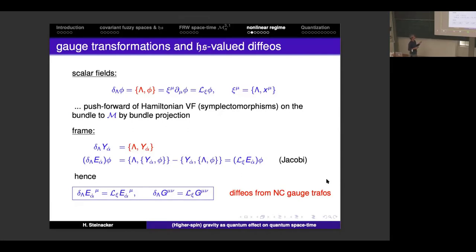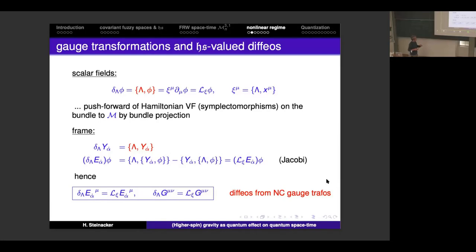I told you that there is this volume preserving gauge transformation. They arise as follows. From the matrix model point of view, the gauge transformations are just conjugation by matrices. So it's just commutators with a generator at the infinitesimal level. And if you go to the semi-classical limit, it's just this thing. So gauge transformations of a scalar field are just symplectic vector fields, just Hamiltonian vector fields. But these are Hamiltonian vector fields on the big six-dimensional bundle.